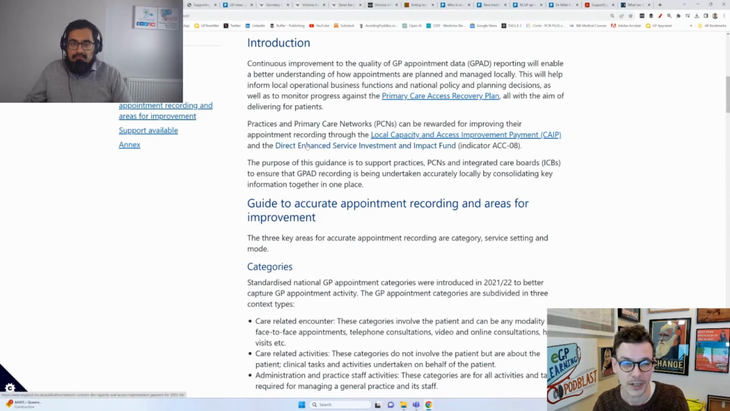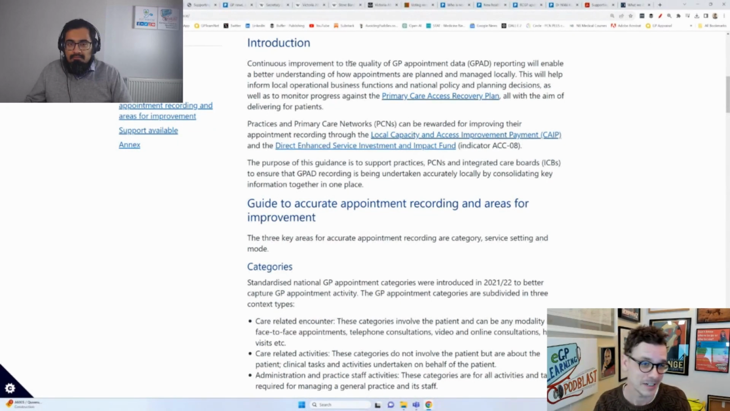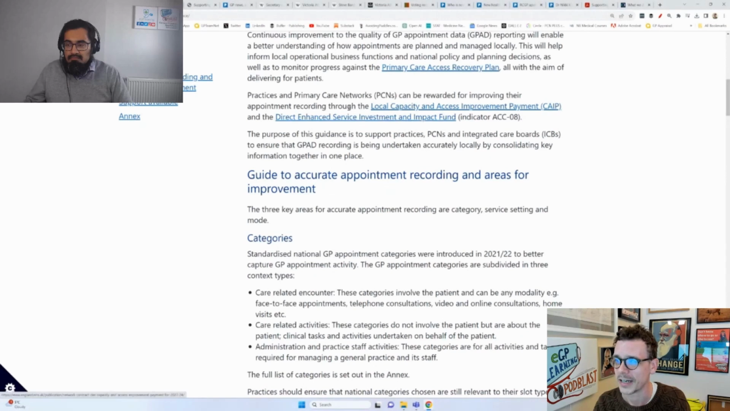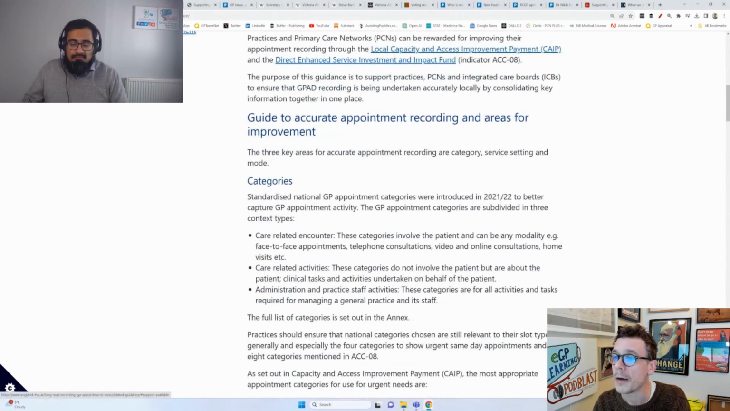And I think they really just wanted to drive a further increase in data quality, and the document's reminding us that it's linked to funding now, and that these are the mechanisms through which it is, as Gandhi says, the DES and the Impact and Investment Fund with ACC08. Is that the need to be seen within 2 weeks one, Gandhi? That is. So that's the need to be seen within 2 weeks of contact with the practice. So it's being used for that purpose.